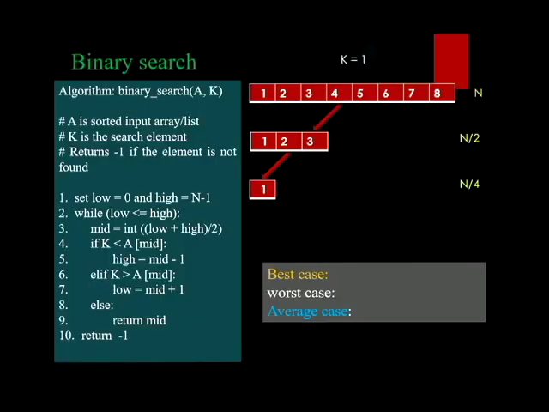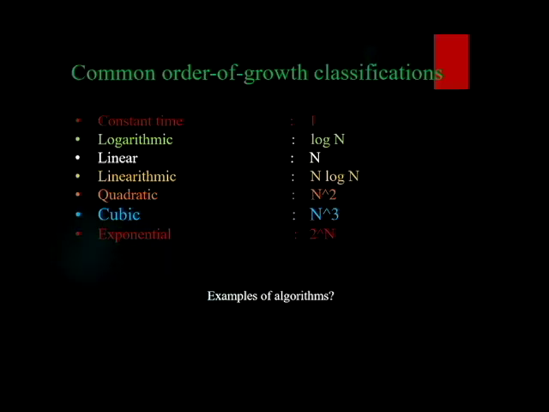I'll try to quickly wrap up and give you a break. So this is a common order of growth classification. We say constant time to be order of 1. When you're talking about logarithm n, for binary search it is log base 2. Is it common to mention the base? No, I think that's not important.